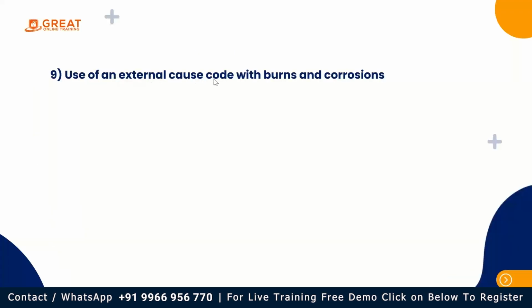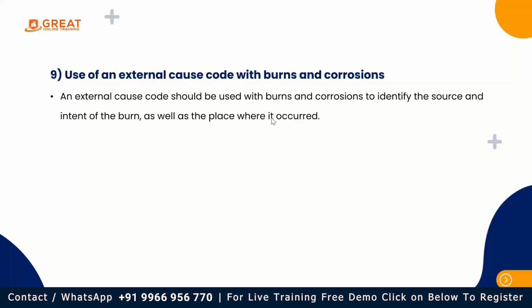Use of an external cause code with burns and corrosions. An external cause code should be used with burns and corrosions to identify the source and intent of the burn, as well as the place where it occurred, like fracture, injury. With burns also, we have to use external cause codes to identify the intent of the burn as well as the place. And if an activity is there, we have to use an activity code also.